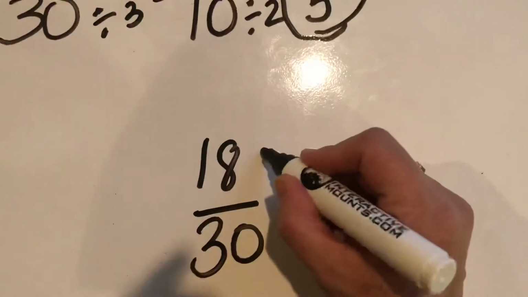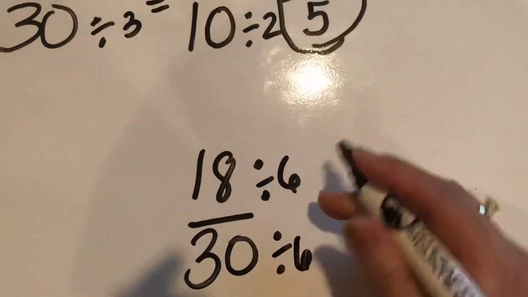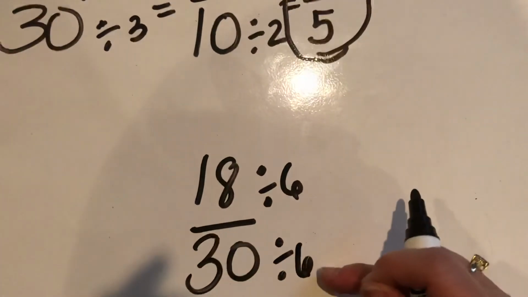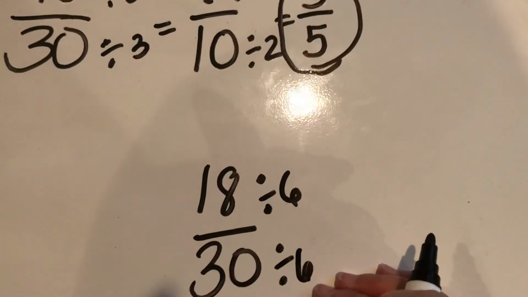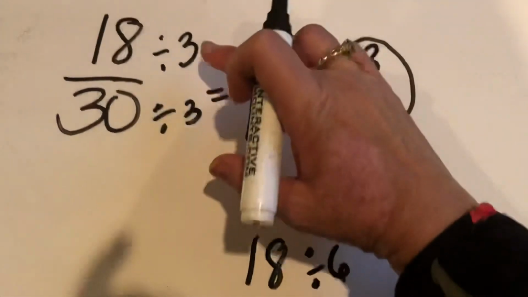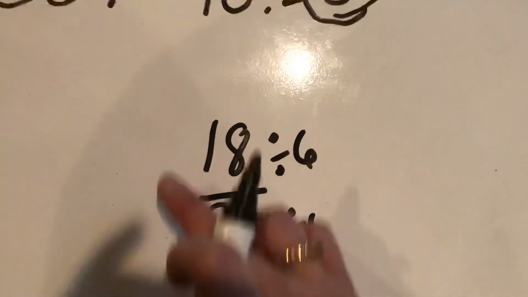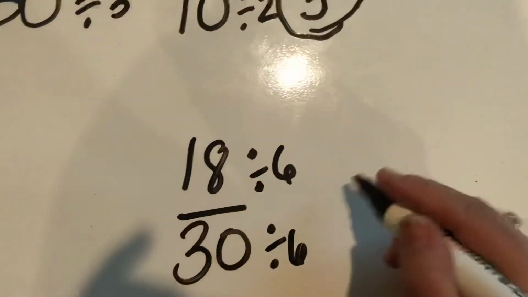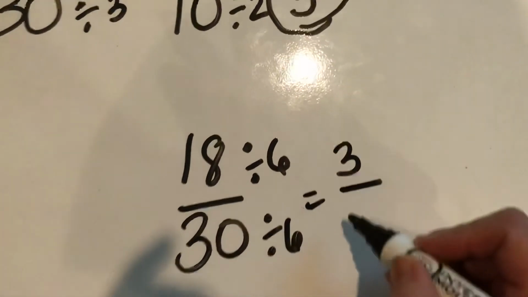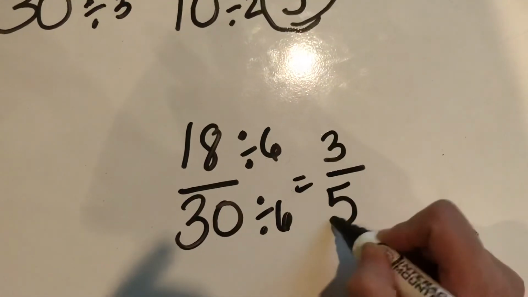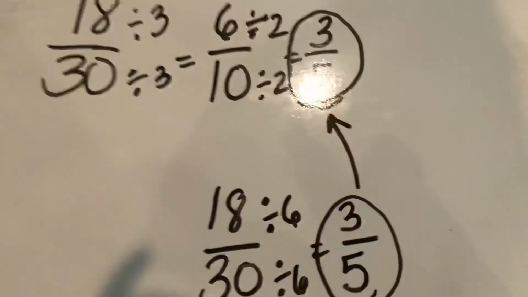So I am going to divide both of these by 6, because whatever I do with the top number, I always do the bottom number. So if I divide by 6 here, I'm going to divide by 6 here. If I divided by 3 here, I'm going to divide by 3 here. So back to this problem, 18 divided by 6, I'm going to get 3, and 30 divided by 6, I'm going to have 5. And now you see, I came up with the same answer.